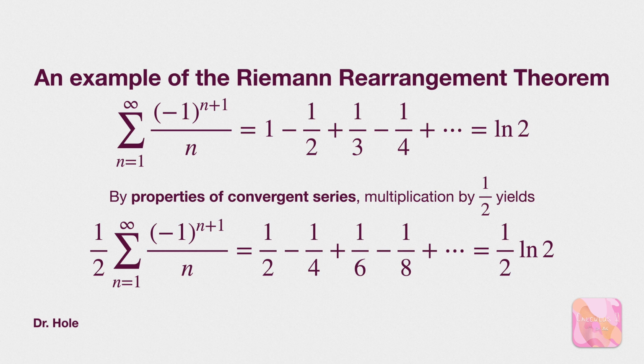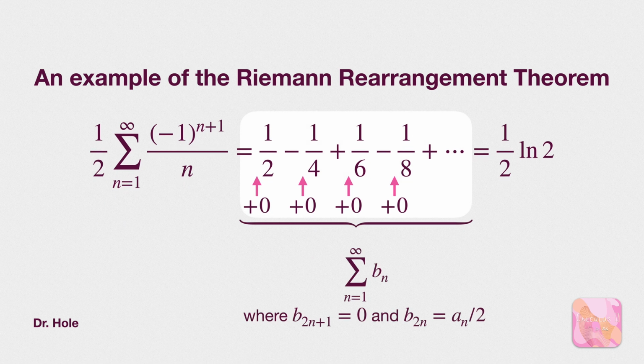So far, so good. Play around a little more. Let's interject zeros in front of each term. And then now let's use this to define a new series given by bn's, where all of the odd indexed terms are 0, and then the even indexed terms with index 2n are an divided by 2.